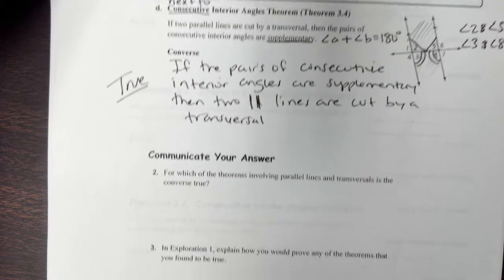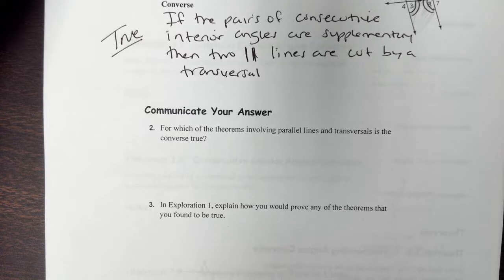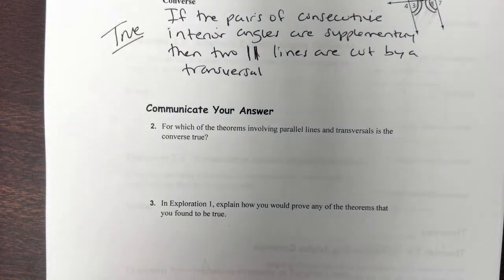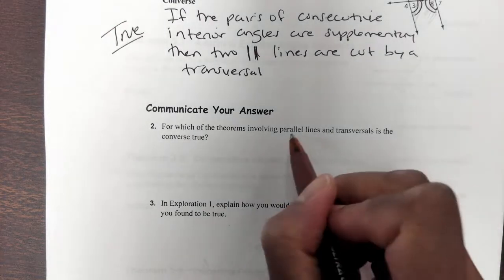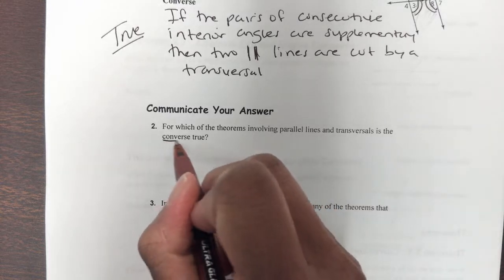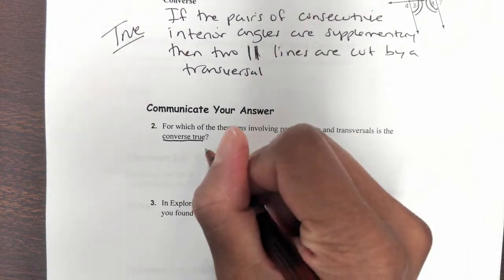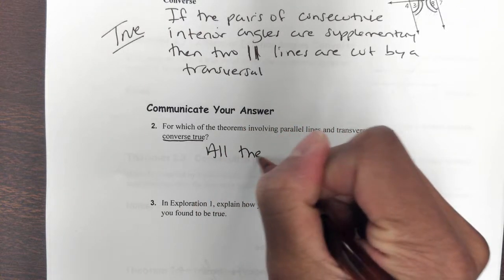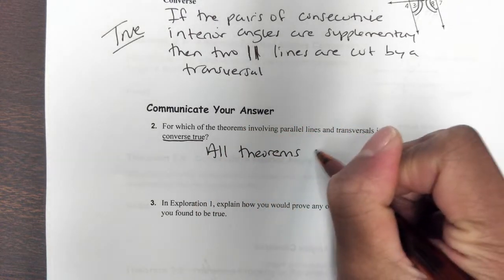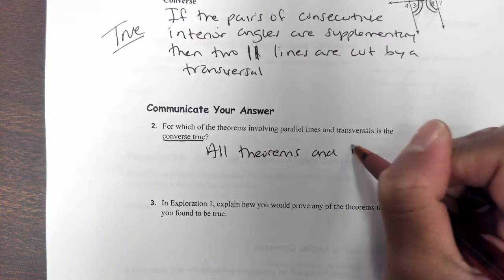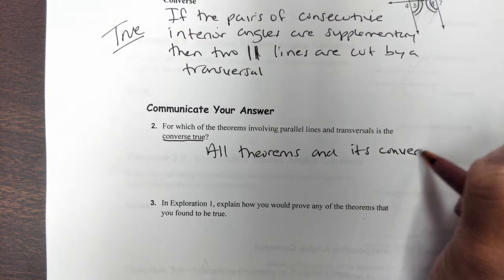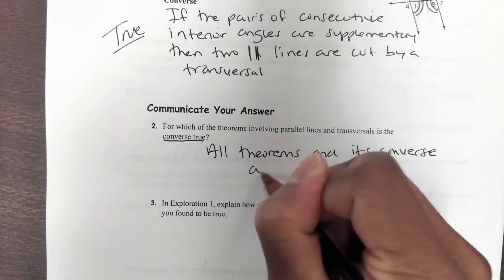So communicating your answer. So we have 2 and 3. 2 says, for which of the theorems involving parallel lines and transversals is the converse true? Well, if we look back through all of the theorems that we proved and their converses, all of them are true. None of them were false. So all theorems and its converse are true.